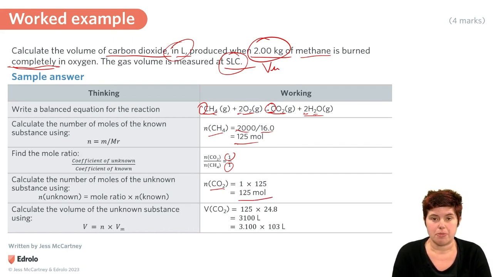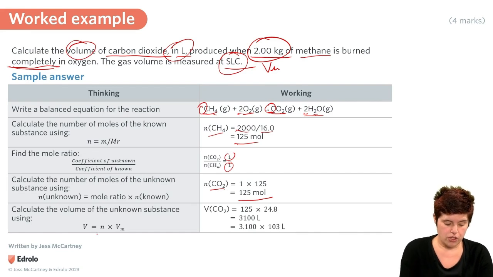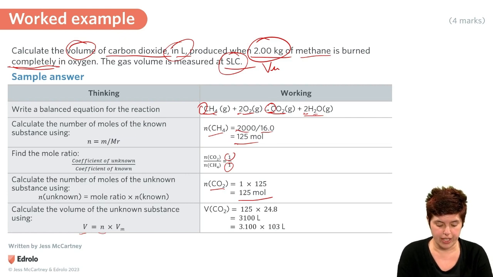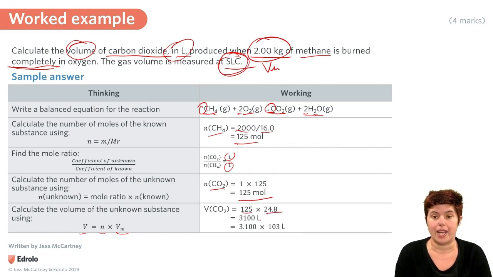So the last step to the calculations is to calculate the volume, as that is what the question has asked us to do. So we're going to do the volume is equal to the mole, which we just calculated in step 4, and then times it by the molar volume because it's at SLC. The molar volume found in your data book. So we have 125 mole times by 24.8. That is the constant found in the data book. Put that in your calculator and you get 3,100 litres.